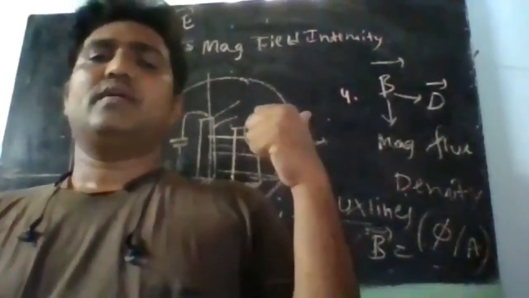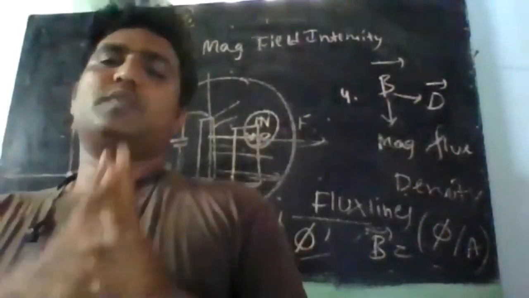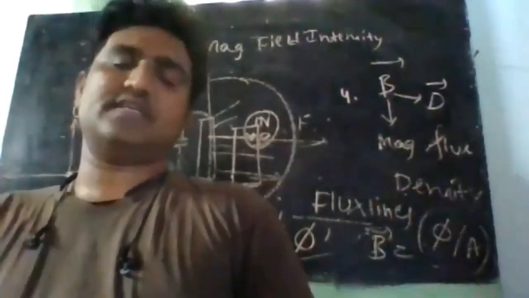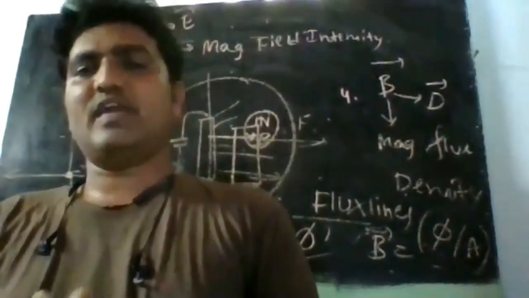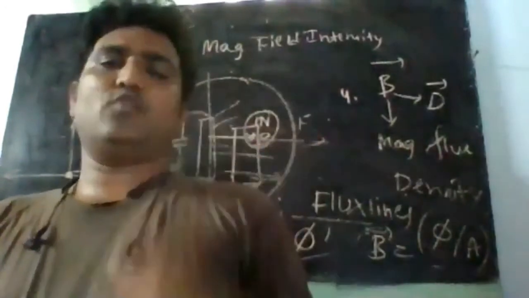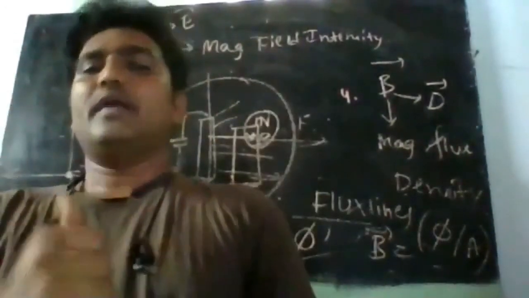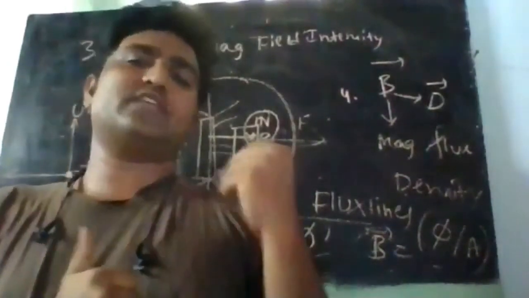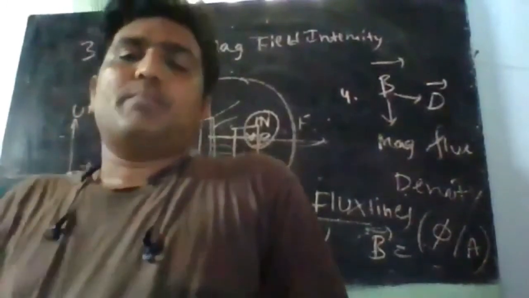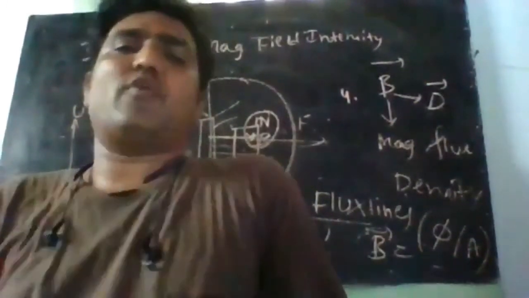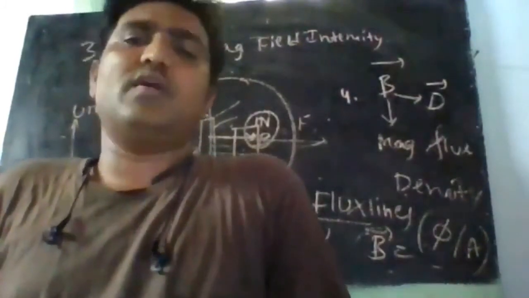The next quantity is flux density. As we said, the force exists in the form of flux lines. So the total flux, or the total number of lines produced by a current carrying conductor, is represented by phi. The phi per unit area, that is, the number of flux lines passing through a unit area in the normal direction, is what we call flux density, represented by B bar. B bar and H bar are related by the formula B bar is equal to mu into H bar, where mu is called the permeability of the material.